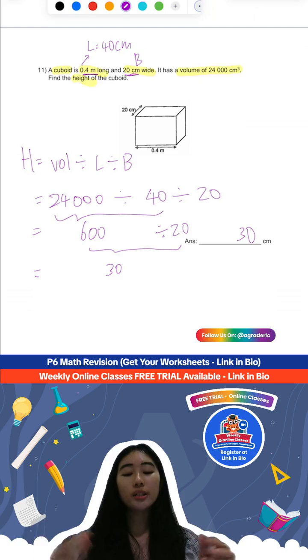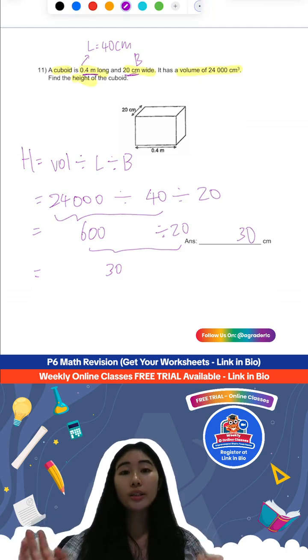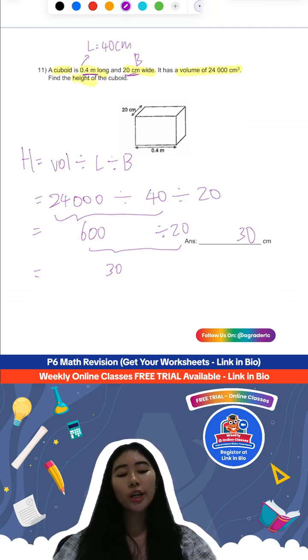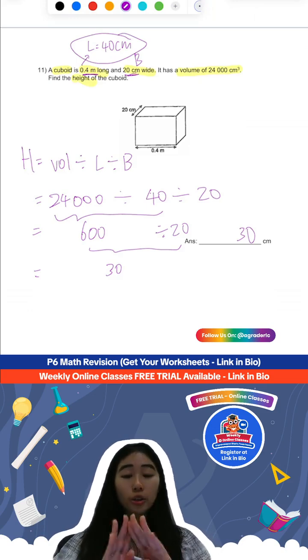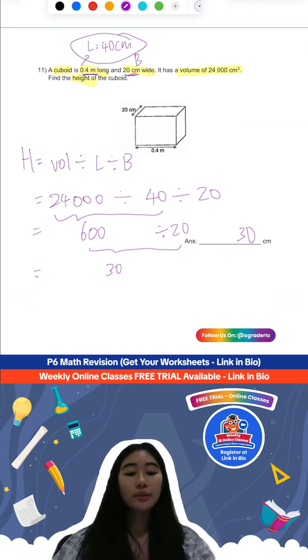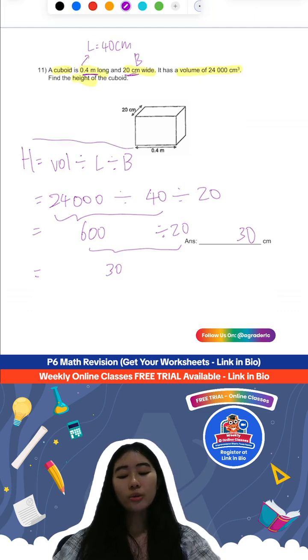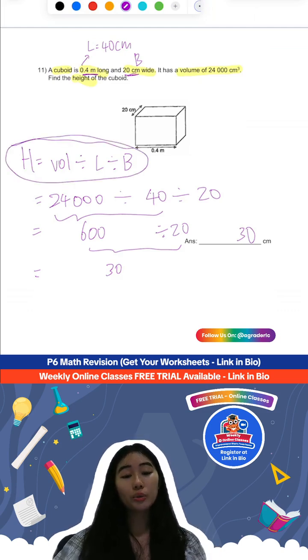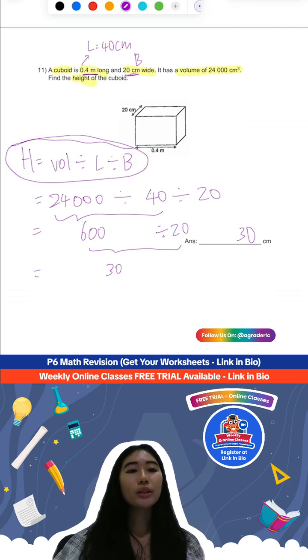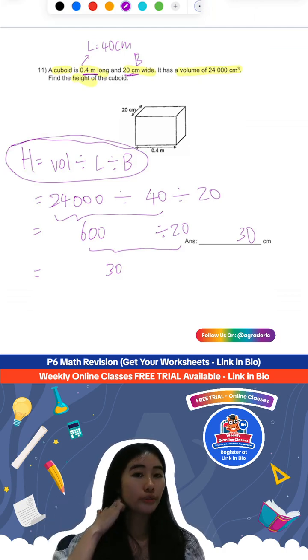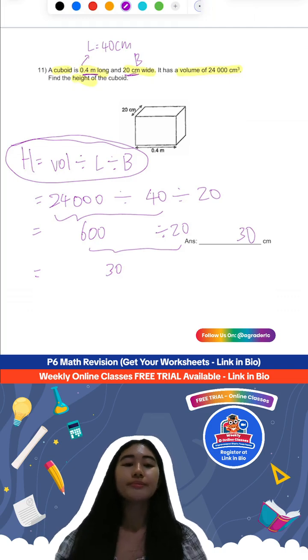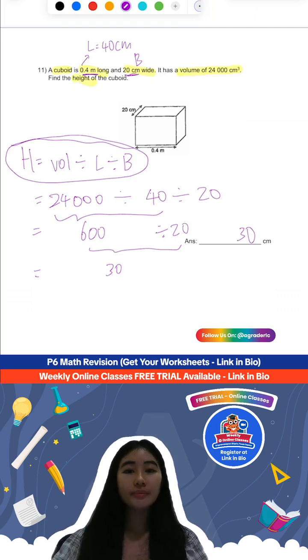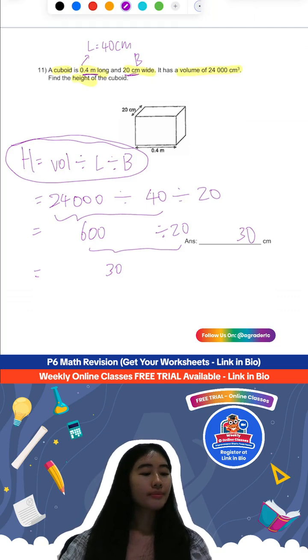So this question is testing you on two things. The first thing is whether you remember to change the meter to centimeter so that your units are all the same. Second thing is testing you on whether you know this formula to find height. So these are the two key things of this question. Sing long, you remember the formula. That's great.